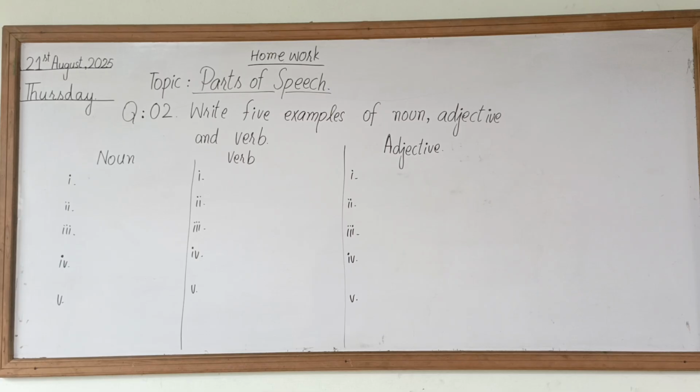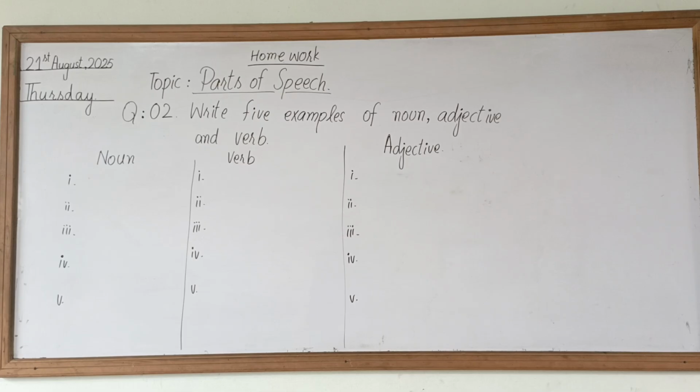Then the second section is of the verb, and you are supposed to write 5 examples of the verb, whether they are in the first form, second form, third form, or with the form of ing, like talk, talked, talked, and then talking, speak, spoke, spoken, speaking, anything. Any example of a verb you think it should be, you can write it.